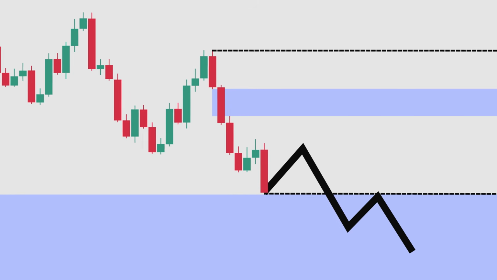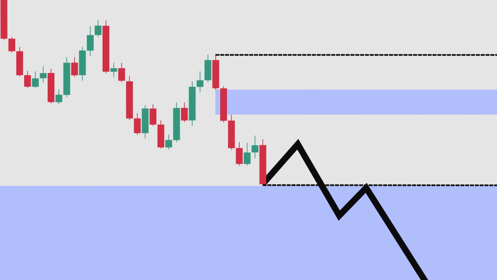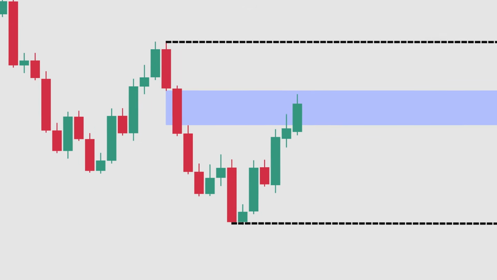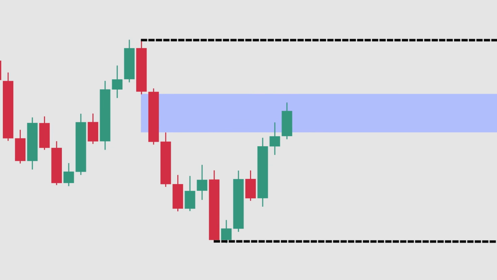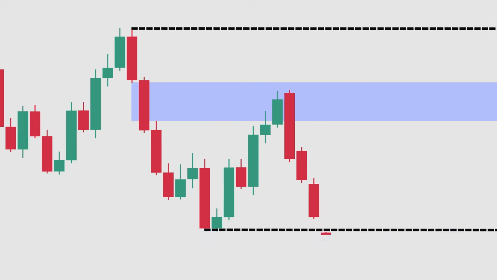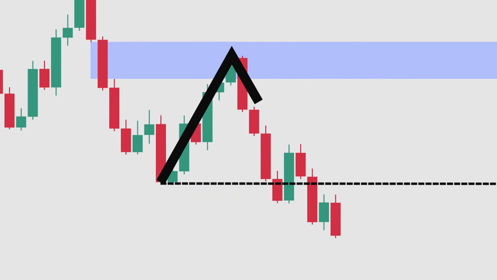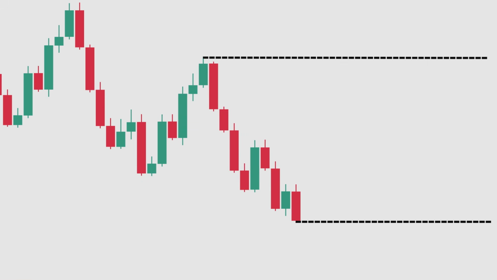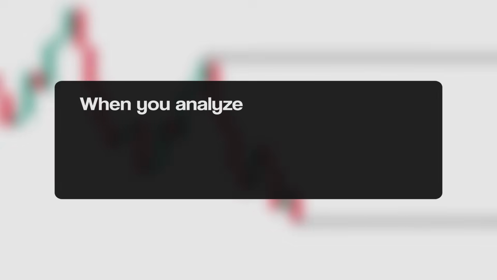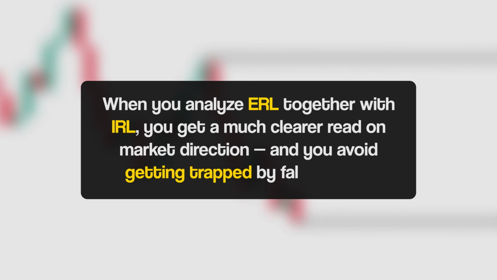And we can see the same concept in a bearish example. If price wants to break external liquidity on the downside, it often has to tap into internal liquidity first. So it moves into the fair value gap, uses that pool of unfilled orders as fuel, and then attacks sell-side liquidity, creating a new price leg and a new external range. So to summarize, when you analyze external range liquidity together with internal range liquidity, you get a much clearer read on market direction, and you avoid getting trapped by false moves.